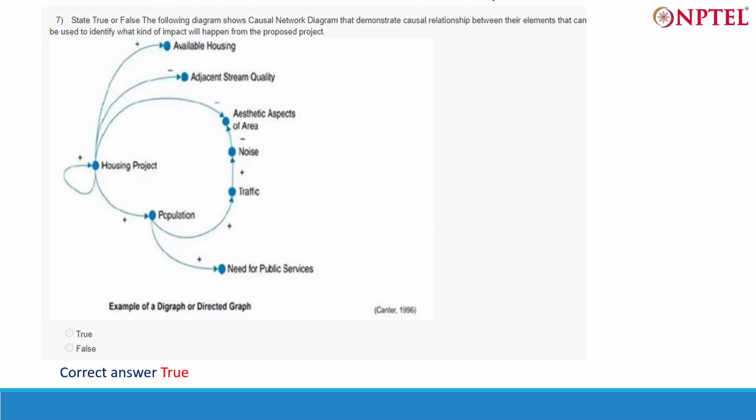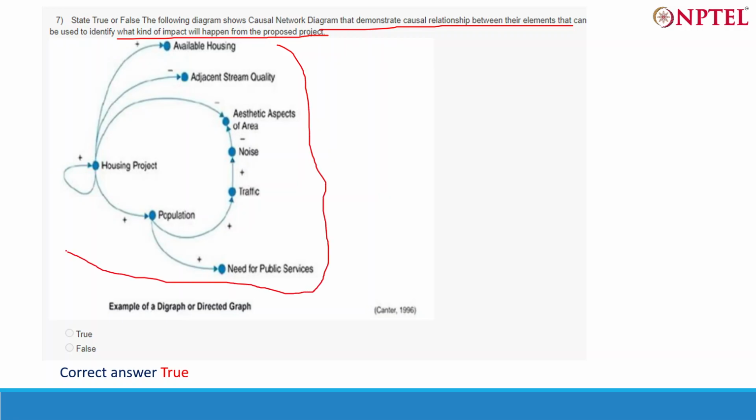Now you have to state true or false. The following diagram shows a causal network diagram that demonstrates causal relationships between elements, which can be used to identify what kind of impacts will happen from a proposed project. So this is the diagram. We were discussing the identification of impacts, and there were network diagrams. This is one of the network diagrams which can be seen here. There is a housing project, so there will be a population increase, then a need for public services, traffic will also increase, noise will increase, and aesthetic aspects of the area have to be considered. With the addition, stream quality and available housing have to be considered. So this is actually a true statement.